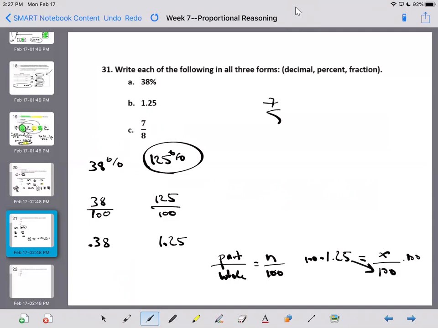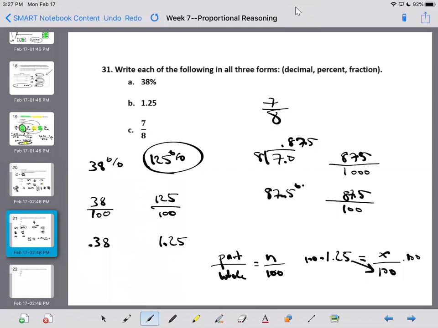7/8 is the fraction. And so when you do that division, how many times will 8 divide 7? That's going to be 875 thousandths. So 875 thousandths would be the decimal, or 87.5 hundredths, or 87.5%.